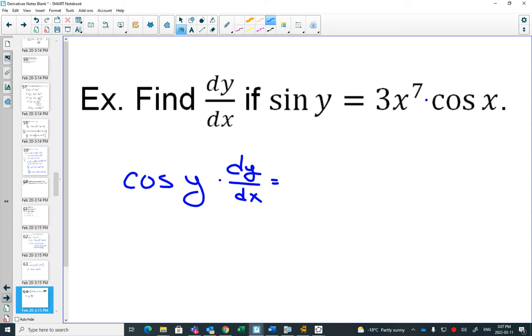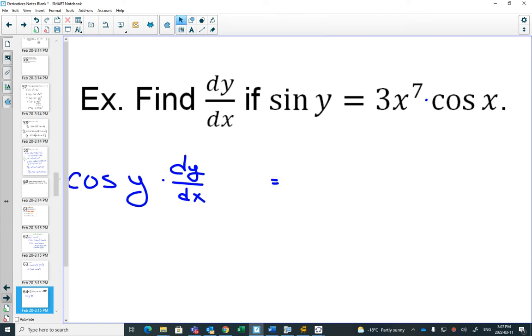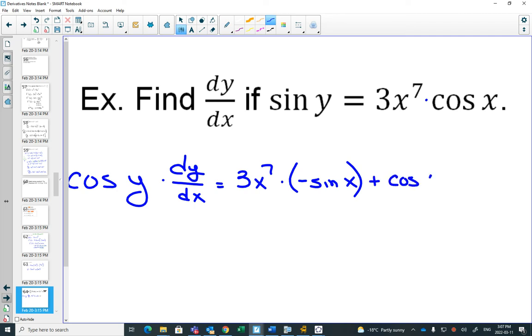Equals. I should have left space. I do get so big to begin with. I need to leave space. Right-hand side is going to be a product rule. How do I do a product rule? I keep one the same. Multiply by the derivative of the second one. The derivative of cos, I'll put that in brackets because it's negative sine. If I didn't put it in brackets, it would sure look like I had subtract sine. Plus, keep the second one the same, multiply by the derivative of the first one.